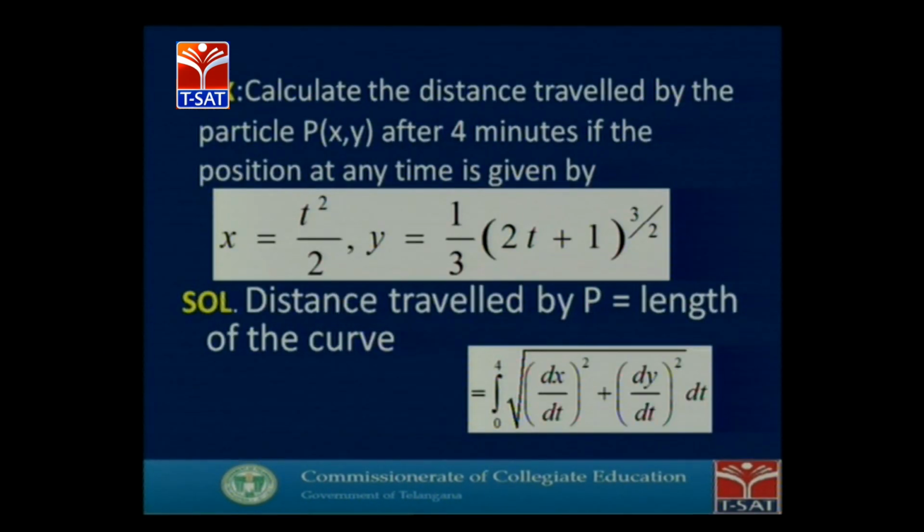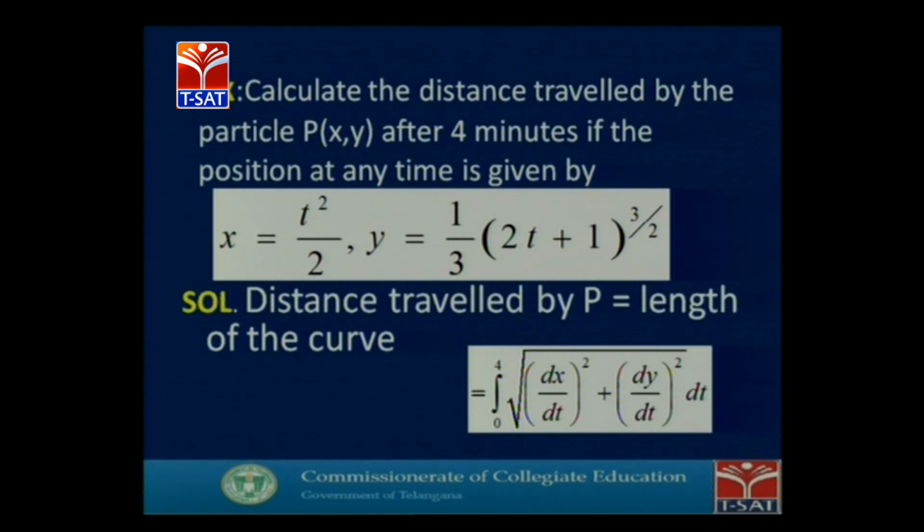Now for example, calculate the distance travelled by the particle P of x comma y after 4 minutes if the position at any time t is given by x equals t square by 2, y equals 1 by 3 into (2t plus 1) whole to the power of 3 by 2. So what we need to find? Distance travelled by the particle P. So the distance travelled by particle P is nothing but the length of the arc in between.